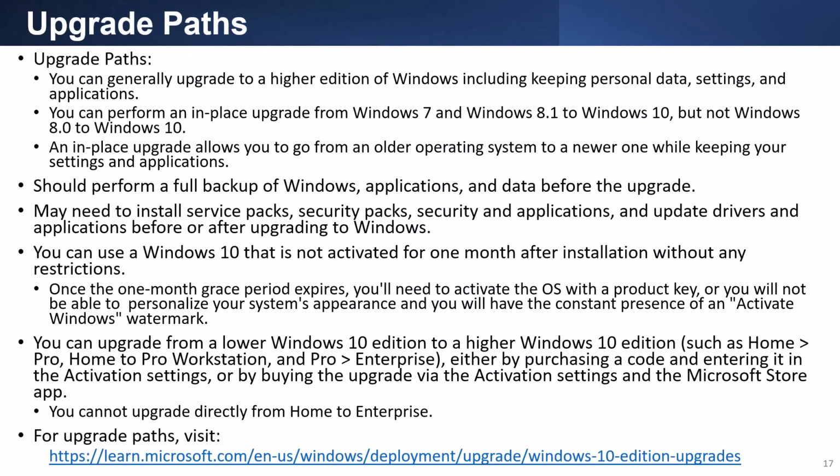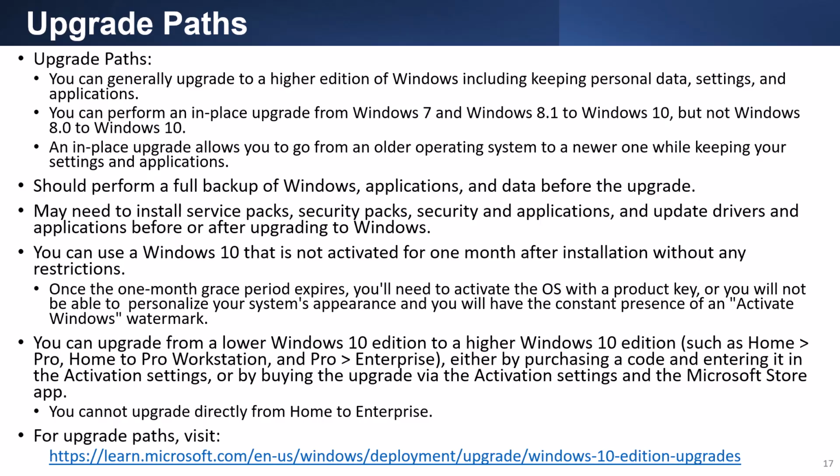You can generally upgrade to a higher edition of Windows, including keeping personal data, settings, and applications. You can perform an in-place upgrade from Windows 7 and Windows 8.1 to Windows 10, but not Windows 8.0 to Windows 10. An in-place upgrade allows you to go from an older operating system to a newer one while keeping your settings and applications. You should perform a full backup of Windows, applications, and data before the upgrade. You may need to install service packs, security updates, and update drivers and applications before or after upgrading to Windows.